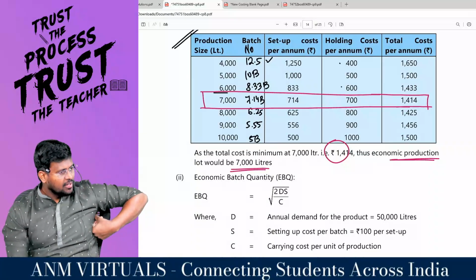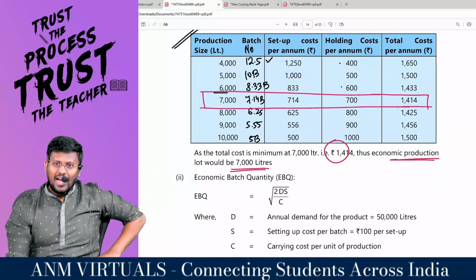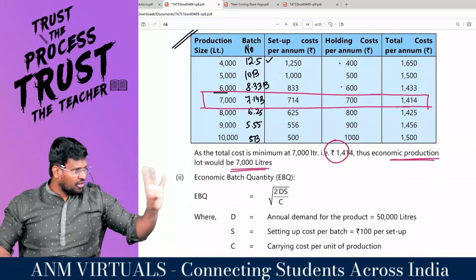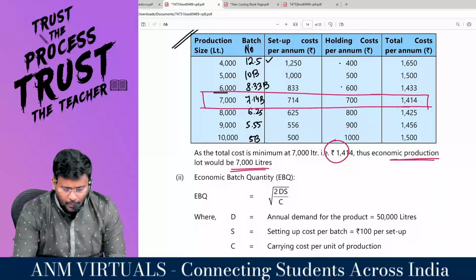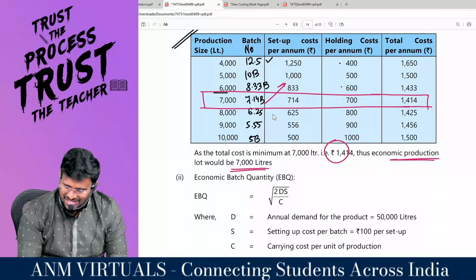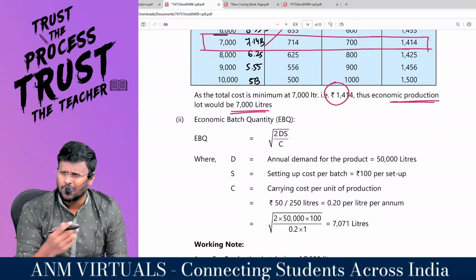In the exam, don't write lottery method and all. I am saying trial and error method. As per the trial and error method, it is better to manufacture 7000 liters in one lot. That means go with 7.14 batches. But don't worry, man. Why are you dying like this?